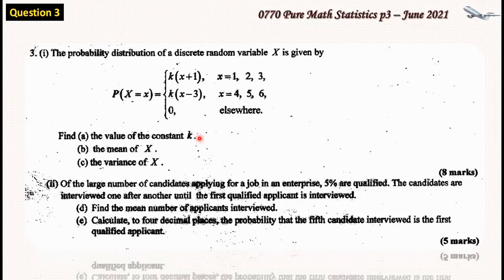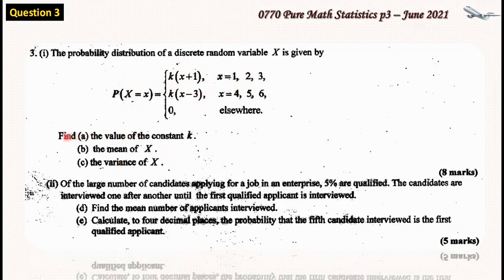So question 3 reads: the probability distribution of a discrete random variable x is given by these step functions, as you can call it. So we have the probability of X equals x, and what are the values of x? You have x equals 1, 2, 3, 4, 5, 6. Since the values are discrete, x takes whole number values. The probability when x equals 1 is given by this function, the probability when x equals 2, and so on.